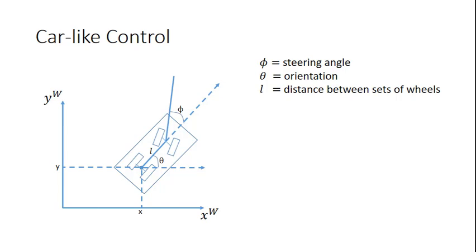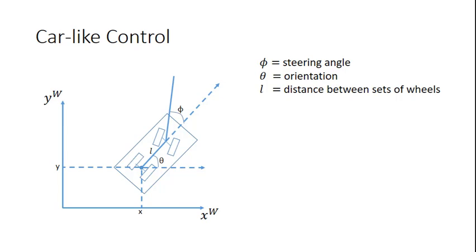So two in the front, two in the back. The two wheels up front are connected. They're always in the same direction. The two wheels on the back are connected, and they are always in the same direction. The reference point for a car robot is almost always going to be this point between the two back wheels.